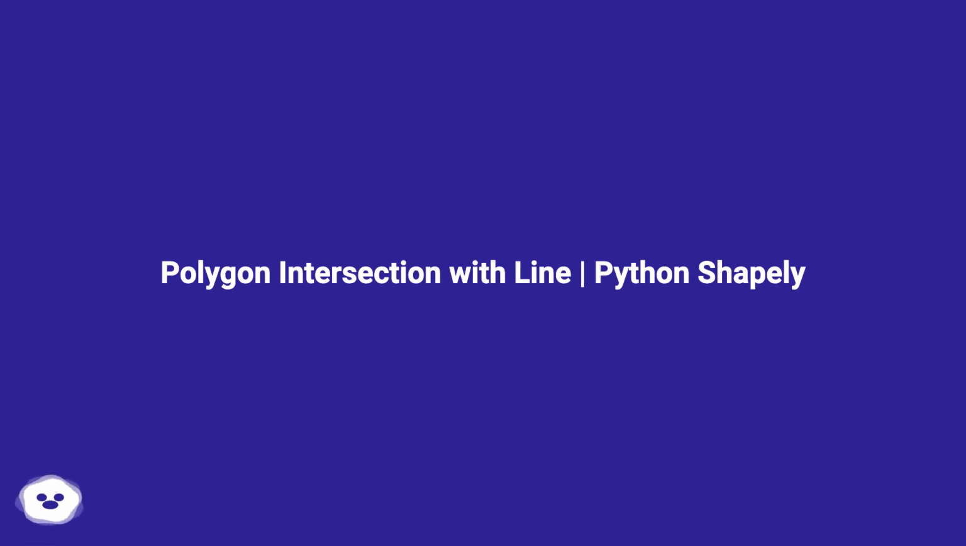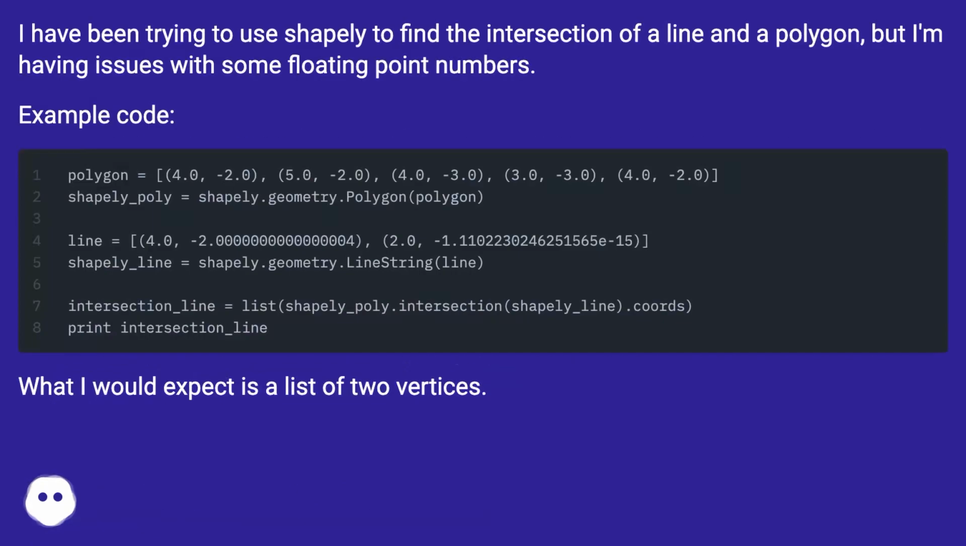Polygon intersection with line, Python Shapely. I have been trying to use Shapely to find the intersection of a line and a polygon, but I'm having issues with some floating point numbers. Example code. What I would expect is a list of 2 vertices.